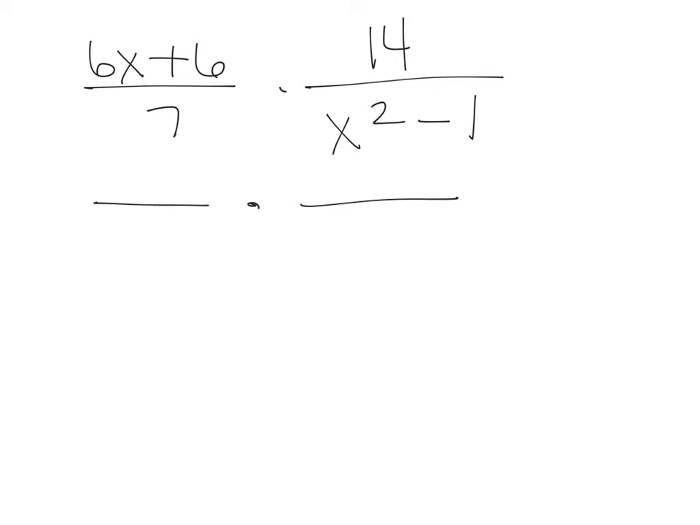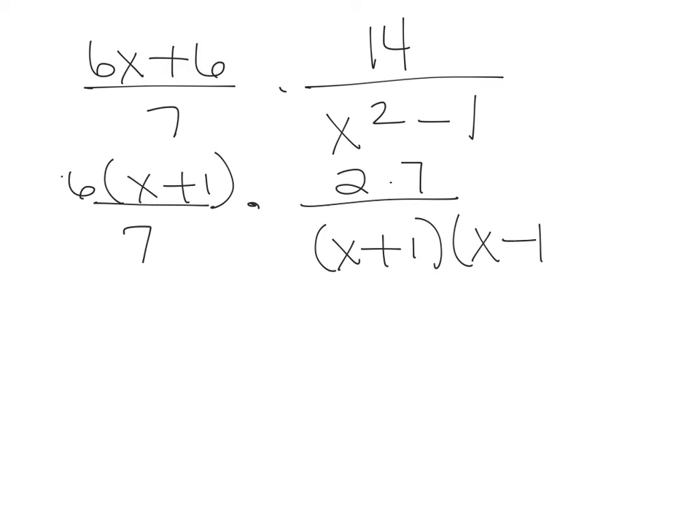So on the top, 6x plus 6. The only thing I notice is they have a common factor of 6, so I'm going to take it out. And I have 6 times x plus 1. 7, can't do anything to it. 14 is 2 times 7. And x squared minus 1 is the difference of two perfect squares. So I do x plus 1 times x minus 1.